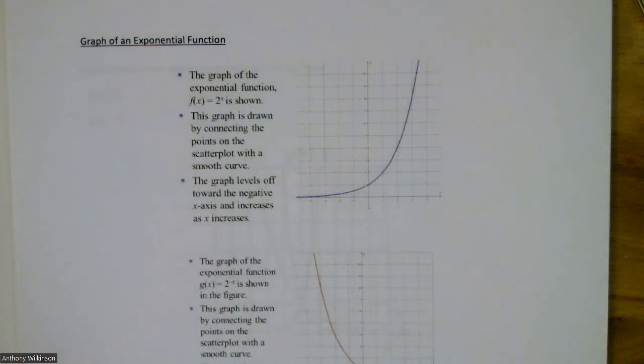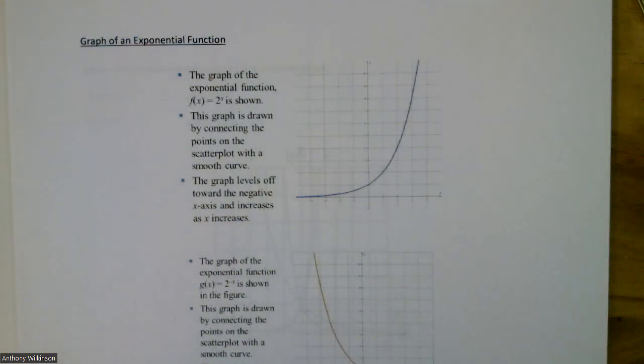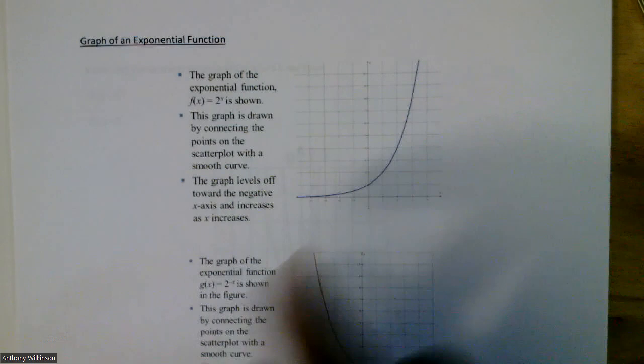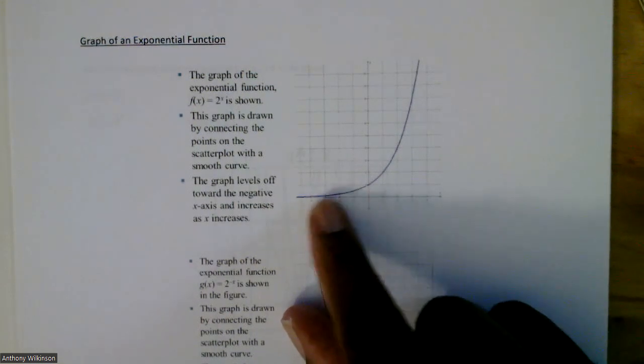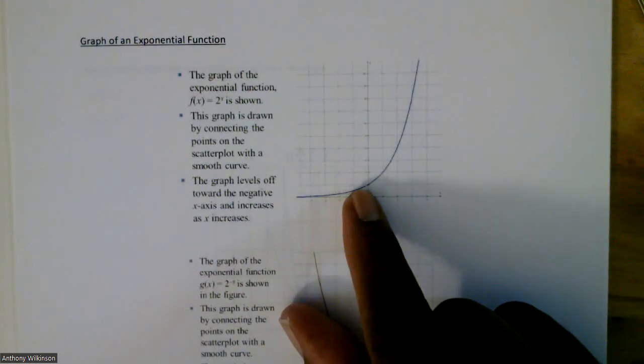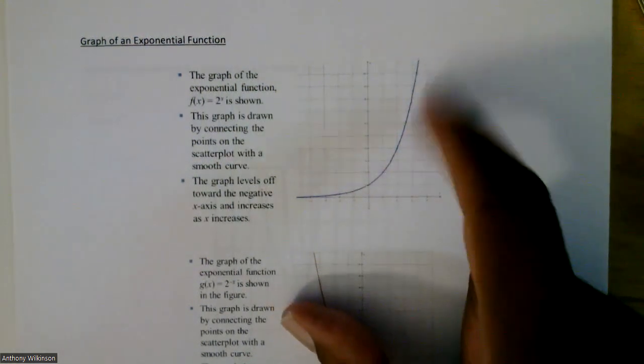Here's an illustration of the graph of an exponential function. The one on the top shows f of x is equal to 2 to the power of x. And it's drawn by connecting the points on the scatter plot with a smooth curve, as you can see here. Now, as you can see, the graph does level off towards the negative x-axis and increases as x increases. So here on the negative side, from negative infinity up to 0, it pretty much levels off and then starts to increase. And then when x gets bigger and bigger, it just shoots off.